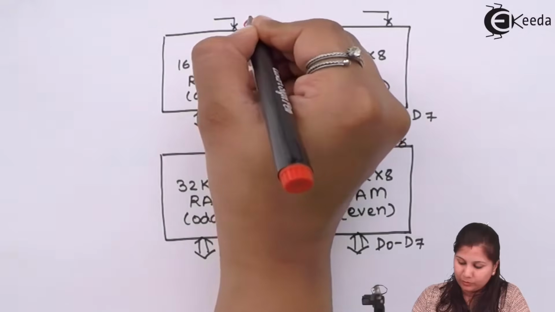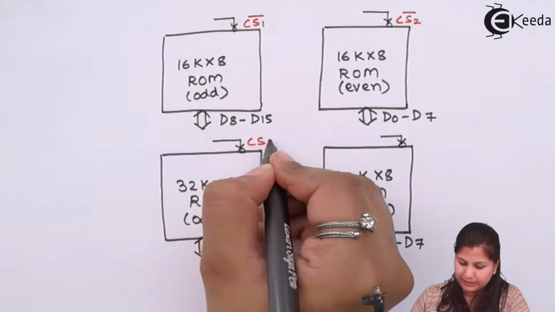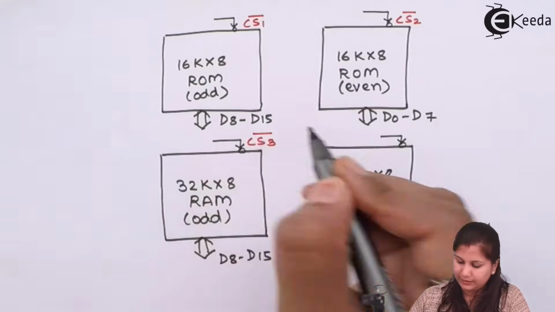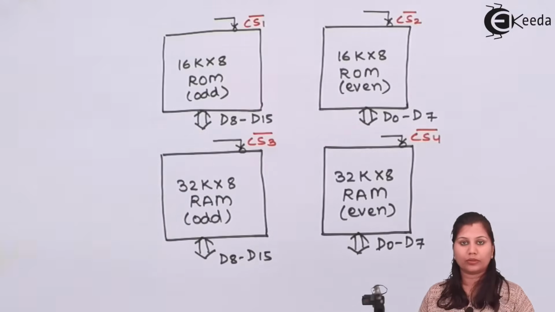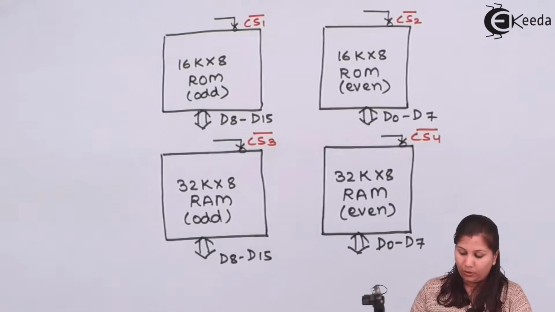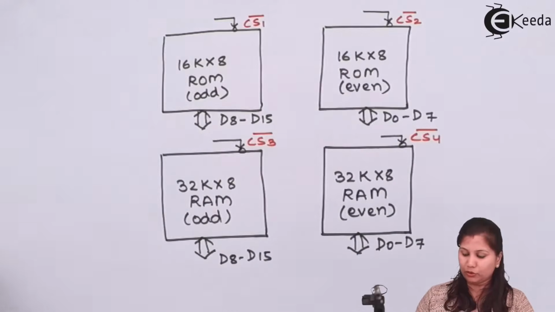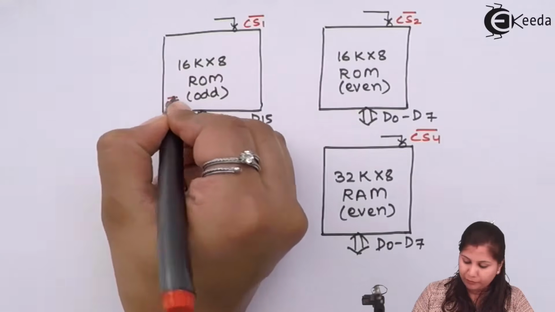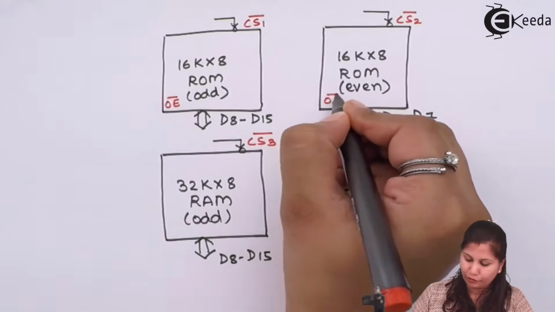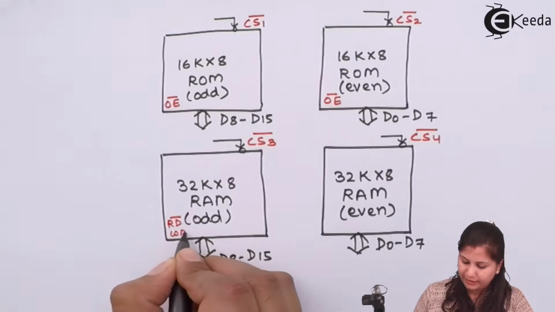This is chip select signal 1, chip select signal 2, this is chip select signal 3, and this is chip select signal 4. Okay. Also, ROM is read only memory, so only read operation can be performed. Here we have an output enable signal for the ROM, and for RAM we have read and write signals.